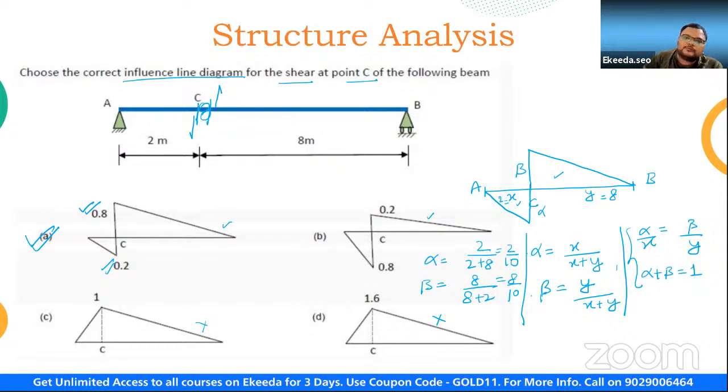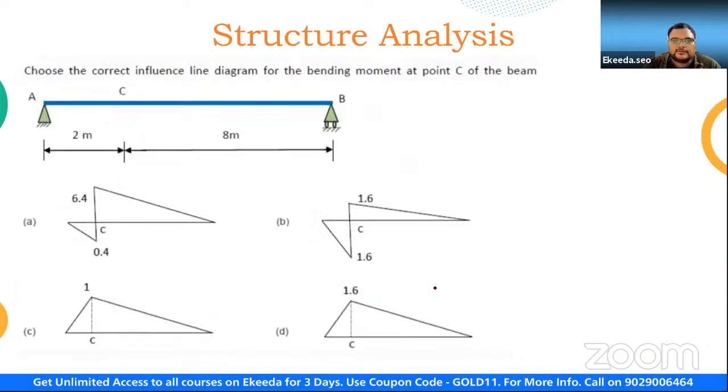So I told you how to find this alpha and how to find this beta. This one is very important. Try to remember how to find the ordinates of these two points. Right, guys? So let us move on to the next question.